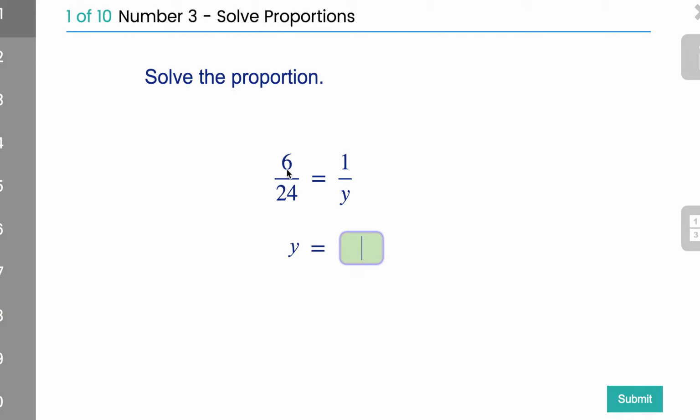What has happened to turn the 6 into 1? Well, it's been divided by 6. And the only way you can turn 6 into 1 is to divide it by 6. So whatever you do to the top number, divide by 6, you have to do to the bottom number as well, divide by 6. And 24 divided by 6 is going to be 4, sorry.